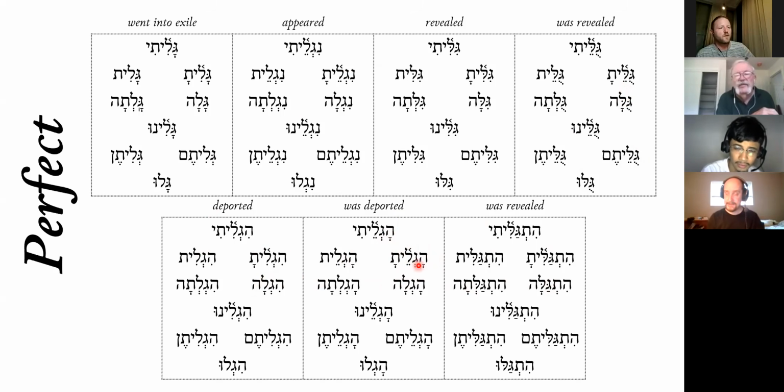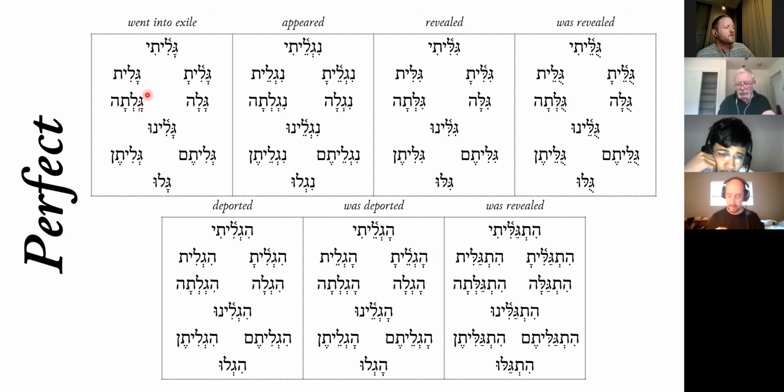There could be a different vowel right there. Instead of Hogleta, there's an alternate form of the Hofal, the Shuruk. We'd say Kubutz. Shuruk is the full Vav. The Kubutz is the three dots like this. So it could be Hugleta. Hugleta and Hogleta are the same thing.